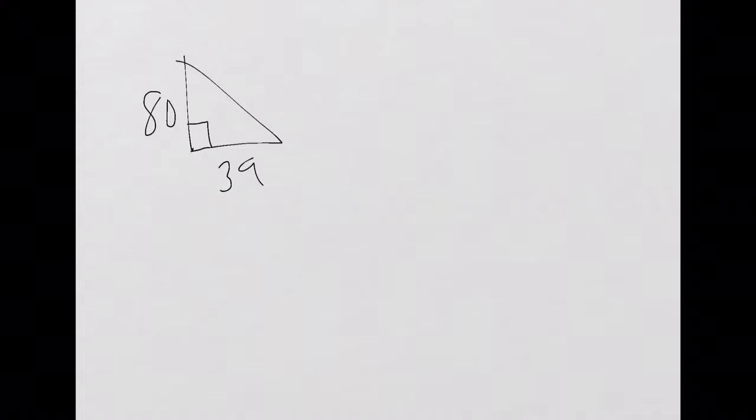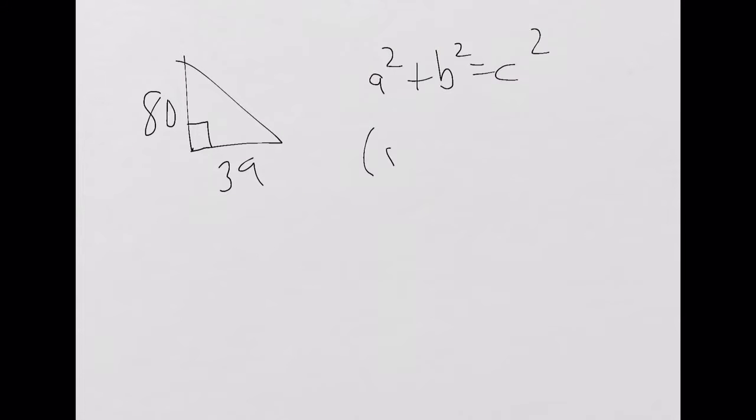Alright, so with this right triangle, if I know these two side lengths, I should be able to figure out what that hypotenuse is. So again, using this formula, let's see what we can do. So I have 80 squared plus 39 squared equals c squared. Again, the hypotenuse is called c.